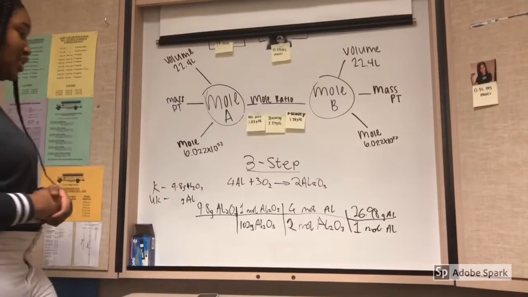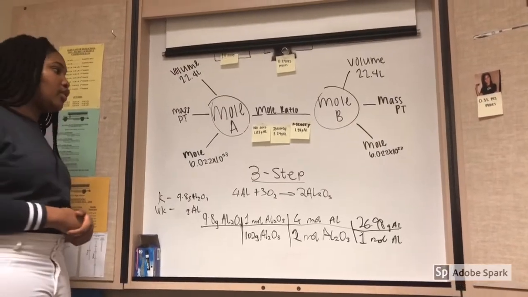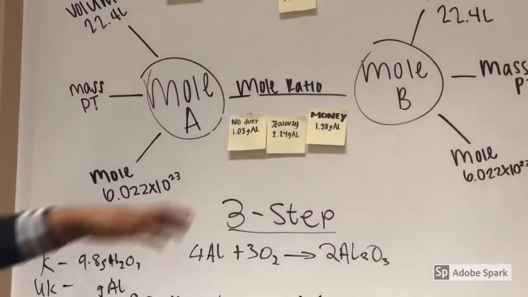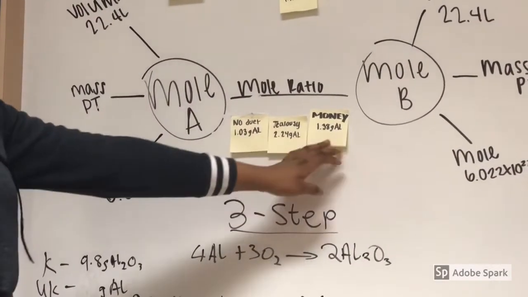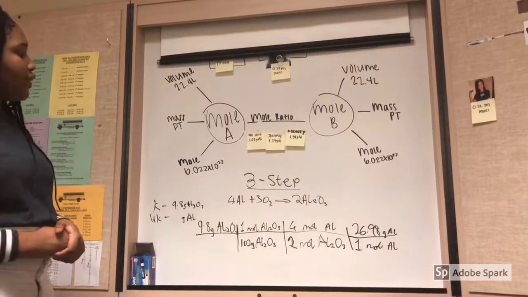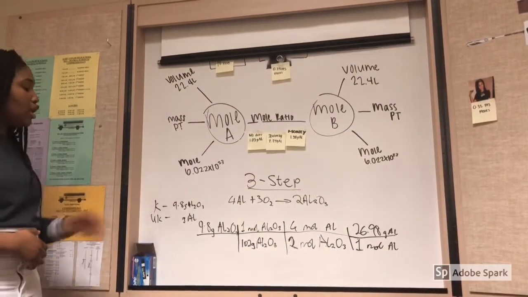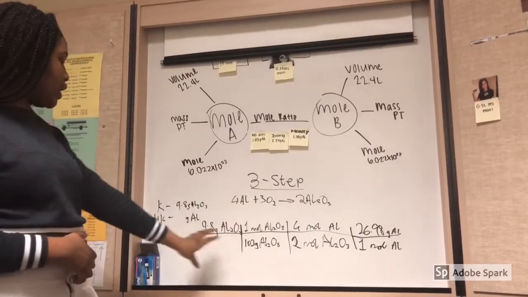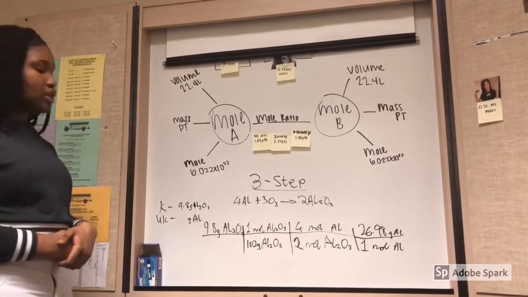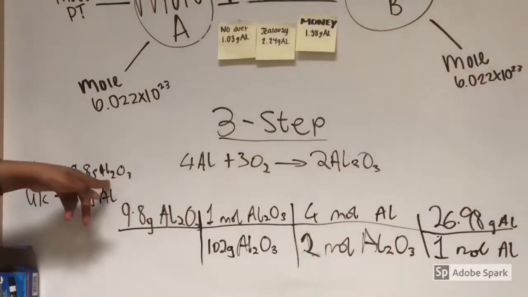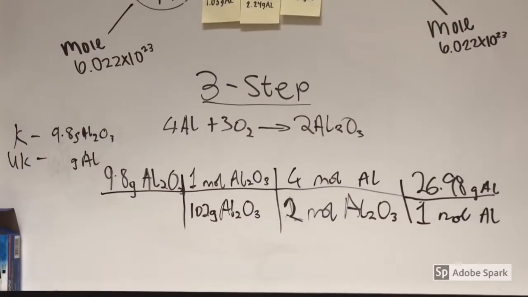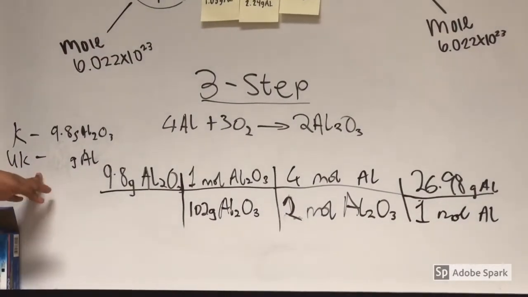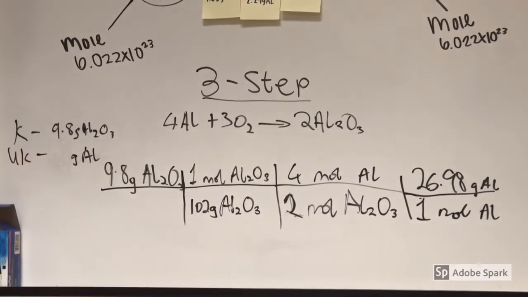Yes, we're going to use the 3-step problem to solve for the motive. The motive could either be no duet, jealousy, or money. So if you see right here, we have our mole map. A mole map is going to help us to solve this problem. I already have everything set up, so I'm just going to explain it to you. The 9.8 grams of Al2O3 is our known, which is found from the problem. We don't know the grams of Al, which is our unknown.